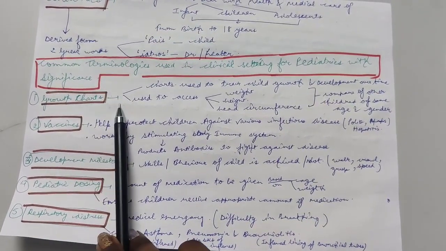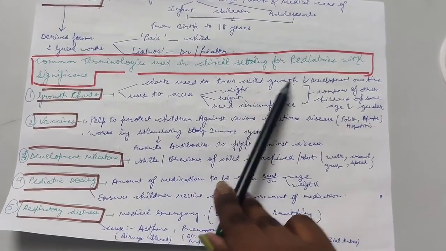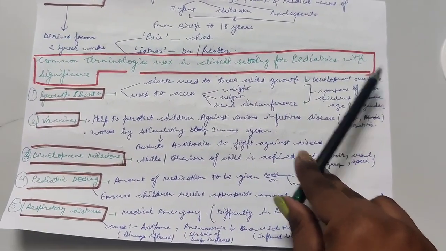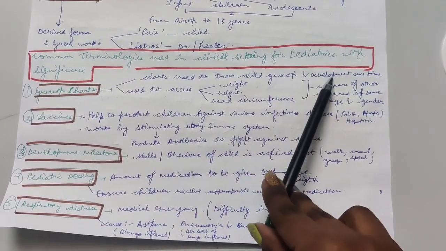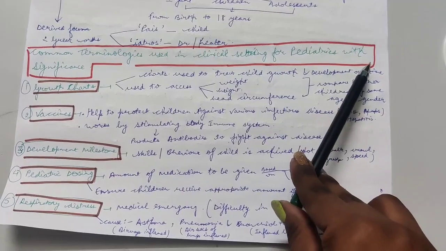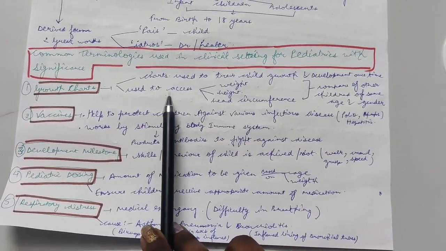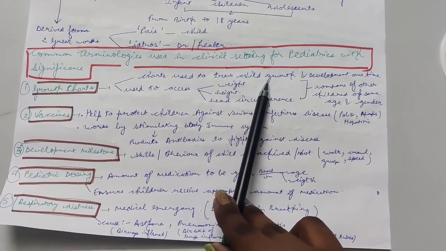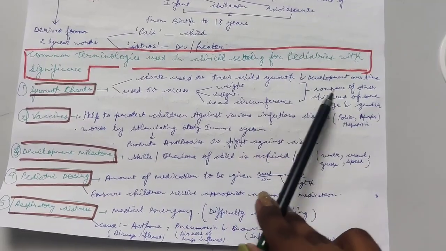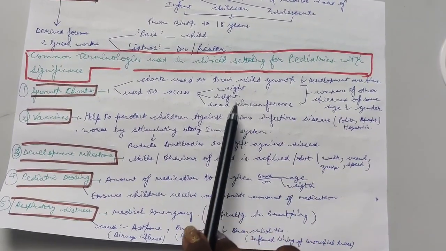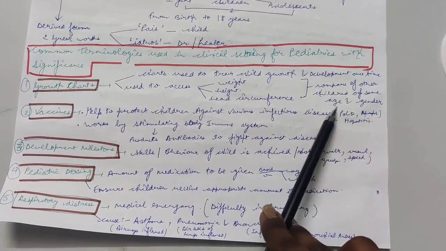First, growth chart. These are charts which are used to track child growth and development over time. With the help of a growth chart, we see how the child is growing and what the development of the child is over time. It is used to assess. With the help of a growth chart, we can assess the weight of the baby, height of the child and head circumference, by comparing all of these with other children of the same age and gender.